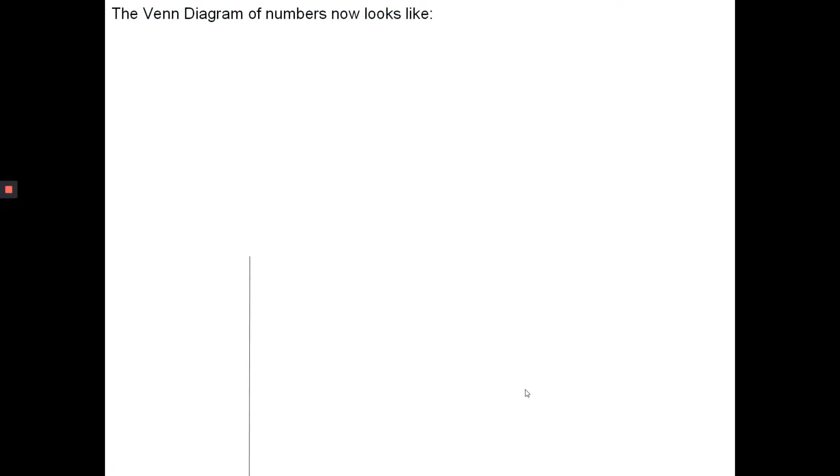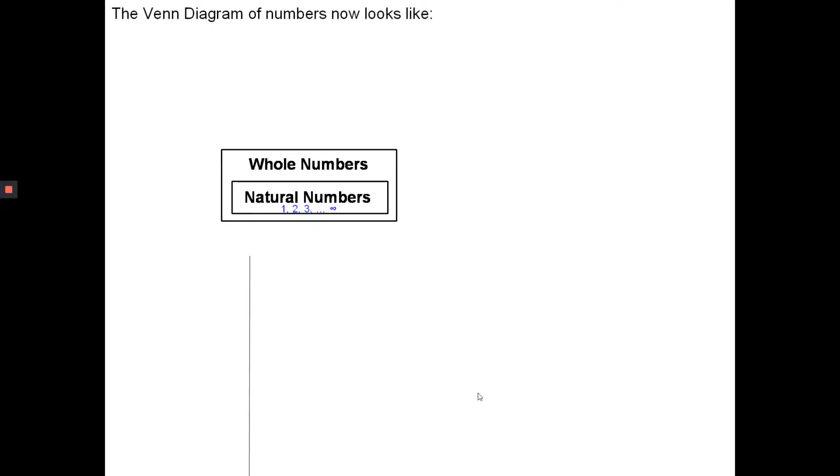Let's look at how our number sets all interact with each other. Our smallest number set that we know of is the natural numbers, and that is 1, 2, 3, and so on to infinity. The next set of numbers are the whole numbers. This includes all of the naturals and the number 0. So 0, 1, 2, 3, all the way up to infinity. Then we have the integers. So negative infinity, ..., -3, -2, -1, 0, 1, 2, 3, all the way up to infinity.